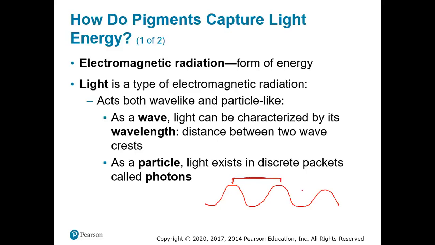And this wavelength can tell us something about the energy of that light, because the shorter the wavelength, the more closely packed together those crests are, the higher energy the light. Okay, the further apart those wavelengths, the lower energy the light. Now, if we're talking about light as a particle, discrete little packets, we call those packets photons.